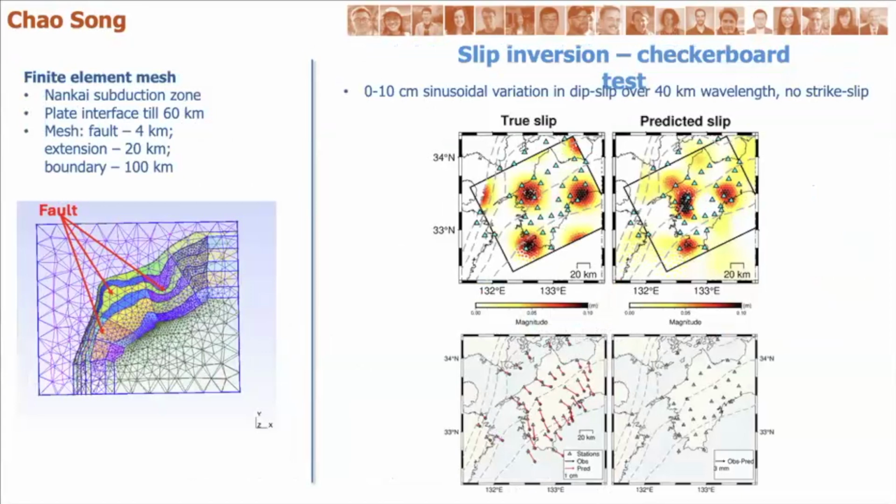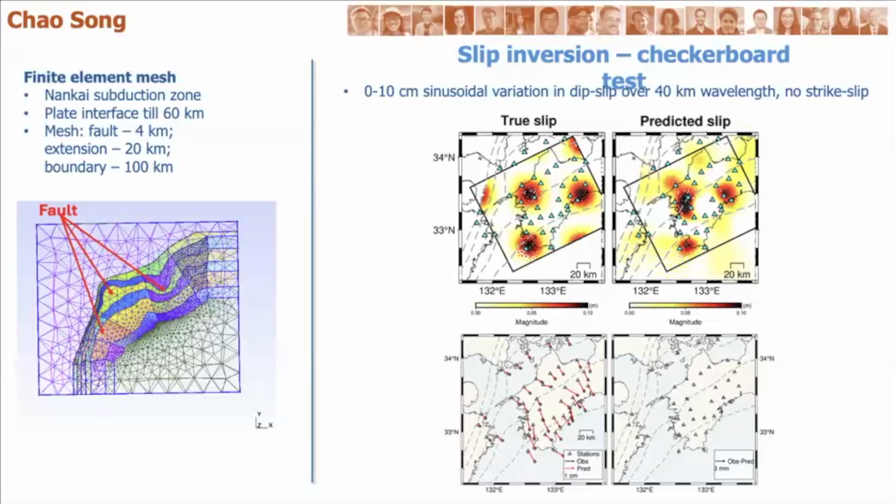And then we create this finite element mesh. This is the Nankai subduction zone. The Philippine Sea plate is subducting beneath the Eurasian plate, and we have this mesh. You have a denser mesh size at the fault interface, and then it gets coarser away from it, and eventually at the boundary you get even coarser.